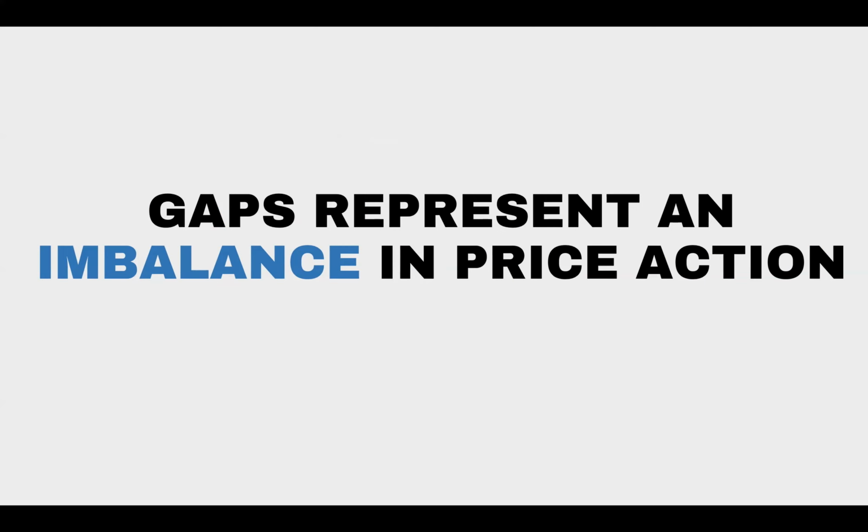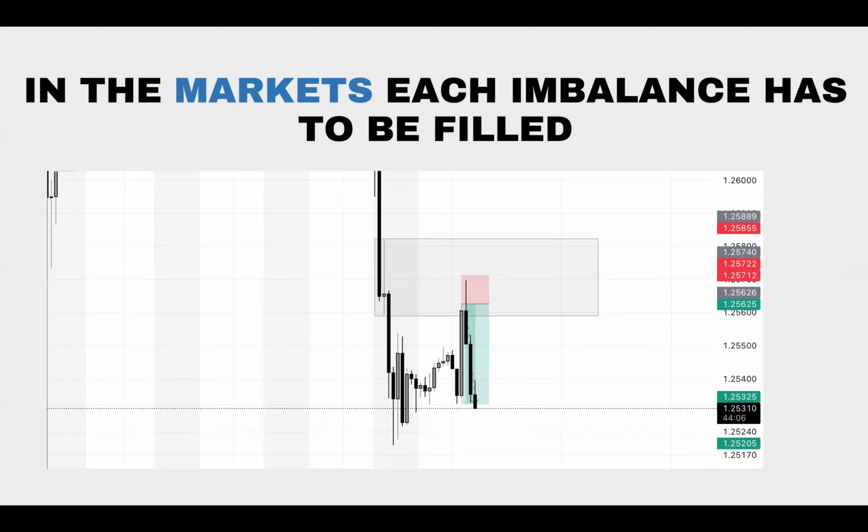Gaps represent an imbalance inside of price action. Each imbalance inside of the market has to get filled. The way that the market works is an auction place between buyers and sellers. When there is a huge push in price in a certain direction, price must come back and fill that area because the sellers or buyers that were inside of that move want to get back in and make money.